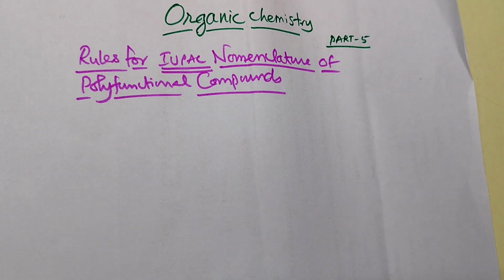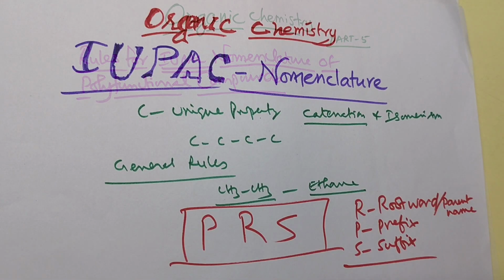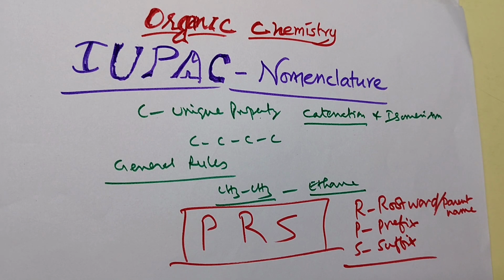In the last videos we discussed the IUPAC nomenclature for organic compounds: hydrocarbons, unsaturated compounds, and monofunctional compounds. Now we are going to discuss the rules for IUPAC nomenclature for polyfunctional compounds, containing carboxylic acids, aldehydes, ketones, double bonds, triple bonds, or substituents, all in one compound. For your reference, we discuss just the outline of IUPAC nomenclature.